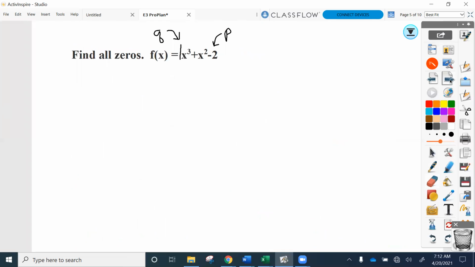Okay, so we've got P over Q. So plus or minus P over Q. So P is -2, or we're just going to ignore the signs, 2, and the Q value is 1. So factors of 2 are 1 and 2, and factors of 1 are just 1. So your possibilities would be 1 over 1, which is just 1, or 2 over 1, which is just 2. And of course, it's going to be plus or minus 1 and plus or minus 2.